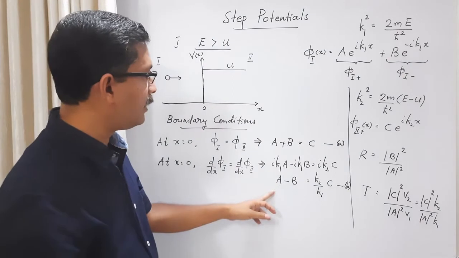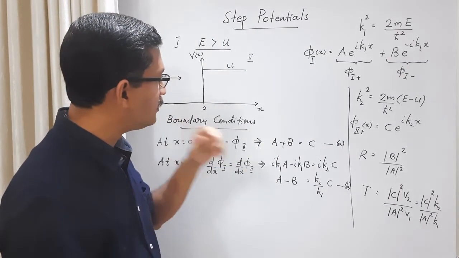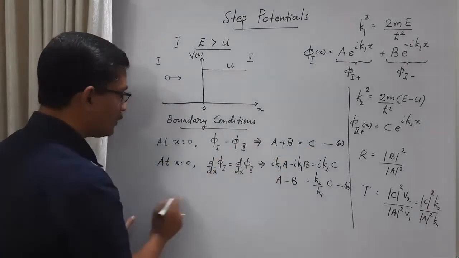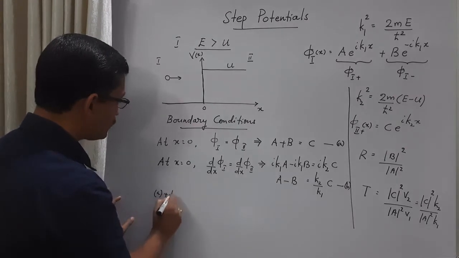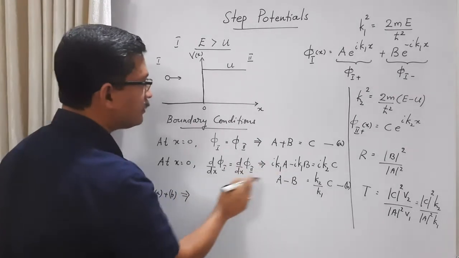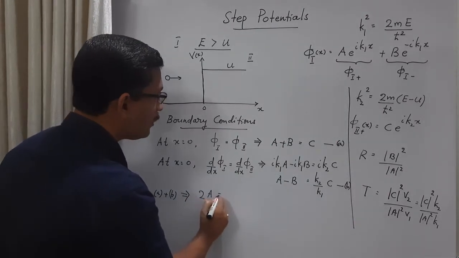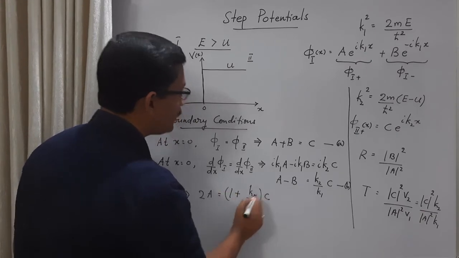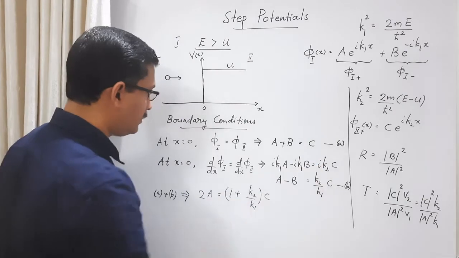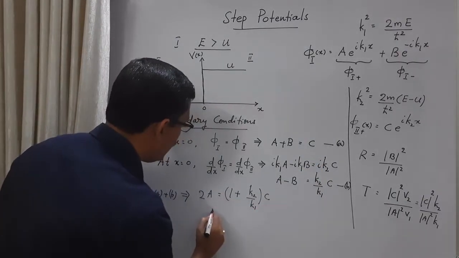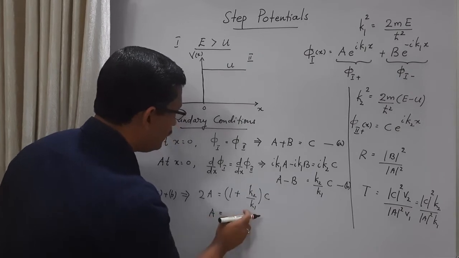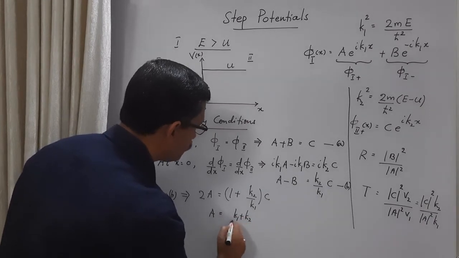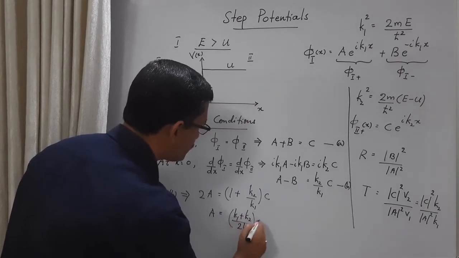Now from equation A and equation B we can simplify and find a and b in terms of c. For example, if we add the two equations, a plus b, what do you get? The left-hand side is 2a, and the right side is 1 plus k2 by k1 times c. I can take c outside. Then a is equal to, taking the LCM, k1 plus k2 by k1, so we have a equal to (k1 plus k2) by 2k1 times c.